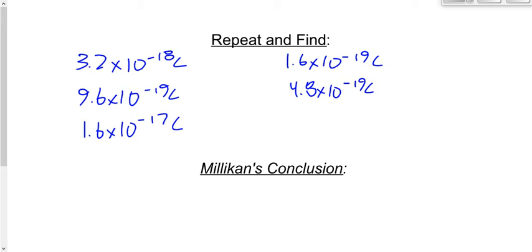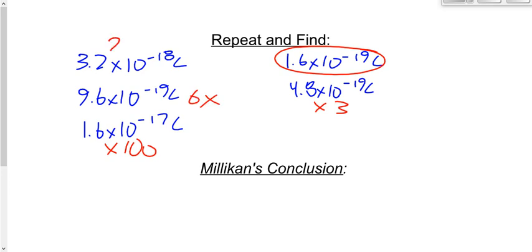What you've got to notice here, and what Millikan noticed, is that all of these oil droplets had a charge either equal to 1.6 times 10 to the minus 19, or 3 times that, or 100 times that, or 6 times that, or 20 times that. In other words, they all had a charge of 1.6 times 10 to the minus 19, or a whole number multiple of that. That led him to two conclusions.